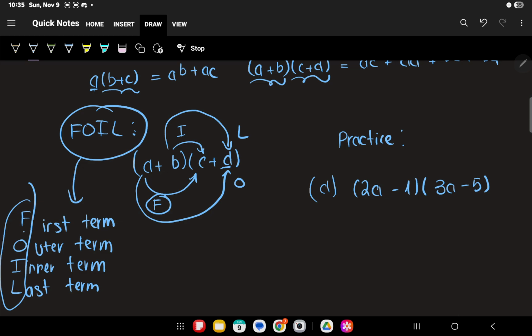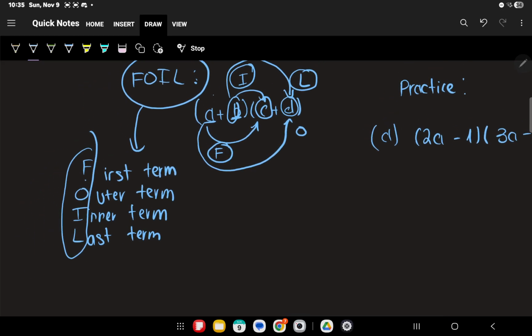Our next multiplication will be a times d, which is the outer. So the first term times the outer term here, that's O. Then the I, inner. It means these two inner terms next to each other in the brackets. You multiply them, and then the L stands for the last terms. So b times d. The last term in the first bracket is b, and the last term in the second bracket is d. So b times d.